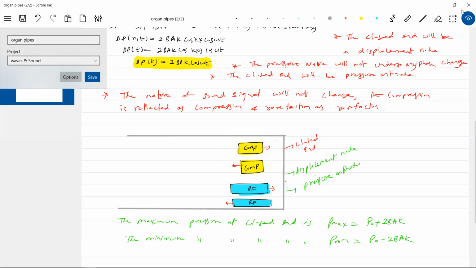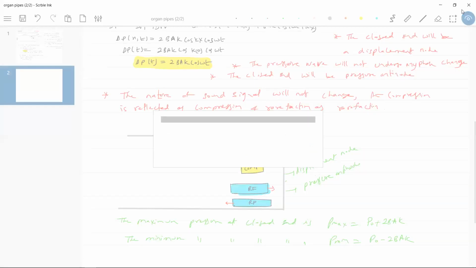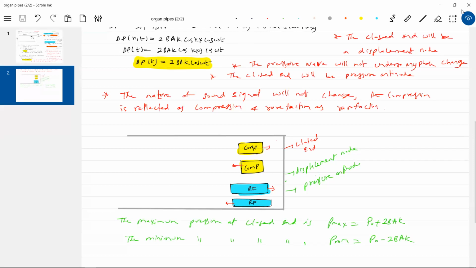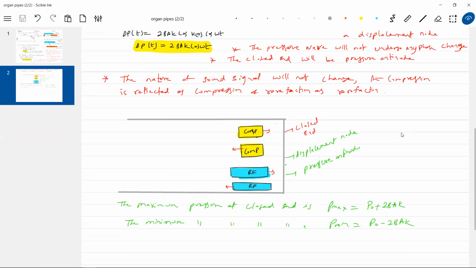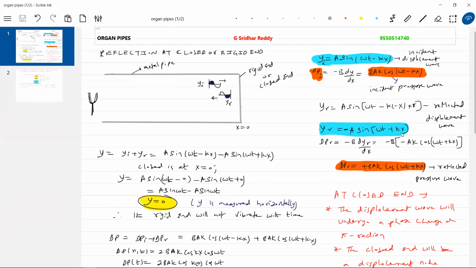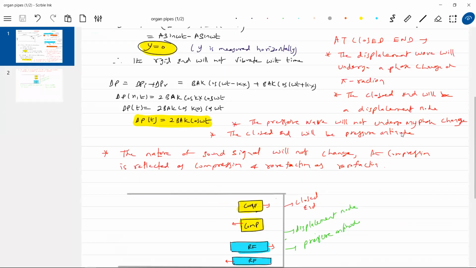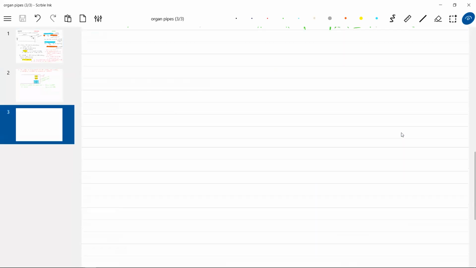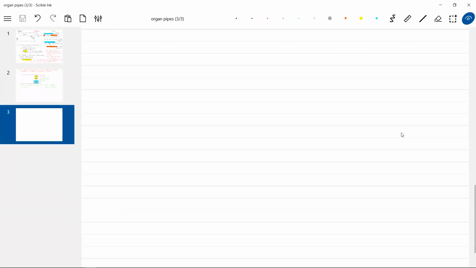Any doubt if you have, you can clarify. This is about reflection at the closed end, which is what we have been studying. Okay, fine. So let me go to reflection at the open end. Let's take the next page.